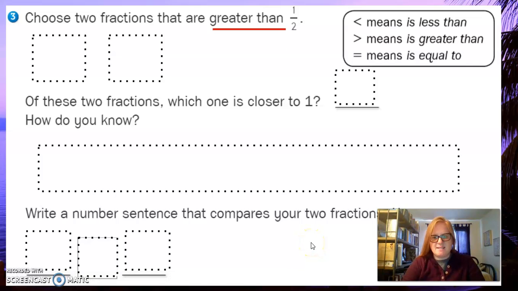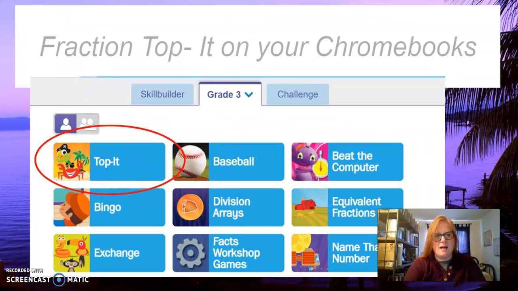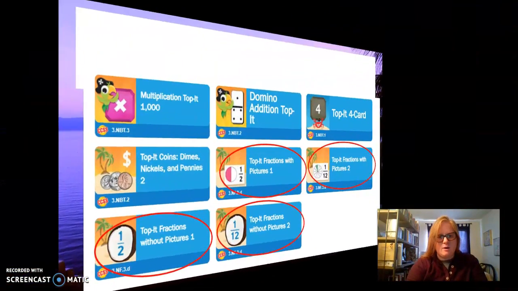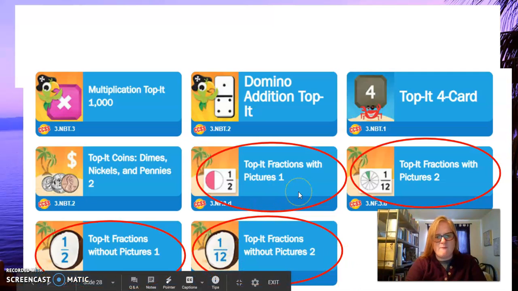Okay, so when you are done with this assignment for comparing fractions, I want you to go ahead and go to Fraction Top It. The way that you get to that is by going to your EDM games, and then you go to Top It, click on Top It, and then I want you to do Top It Fractions with Pictures, Top It Fractions with Pictures 2, Top It without Pictures, because this one we're using our fraction circles. This one we're not.